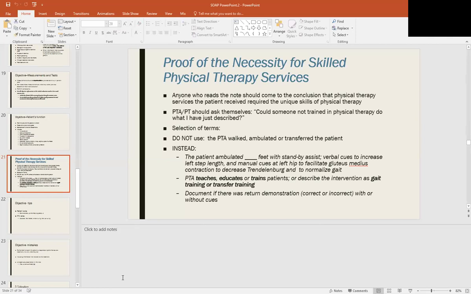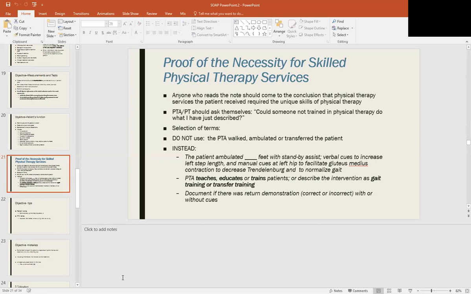Selection of terms, we already talked about the verbs that you want to use, but in the bullet point below, do not use the PTA walked, ambulated, or transferred the patient. Instead, you'll put the patient ambulated 100 feet with standby assistance. Then you as a PTA provided them with verbal cues to increase left step length, manual cues at the left hip to facilitate gluteus medius contraction to decrease the Trendelenburg and normalize gait. I think that's a very functional statement. So you're saying that the patient ambulated, so that's what the patient did, but then you as a PTA provided all those cues and things, and that was part of your skill.